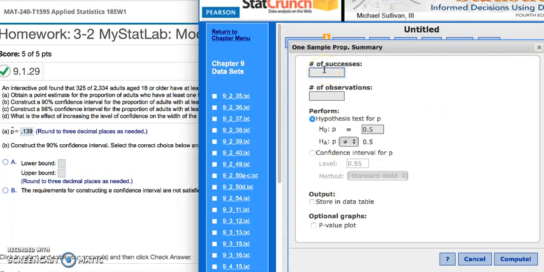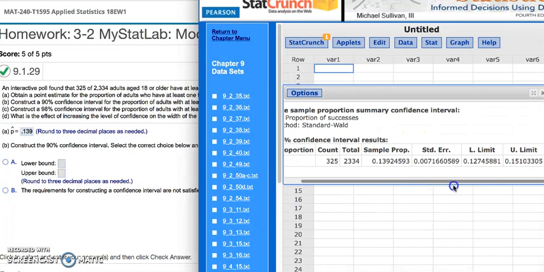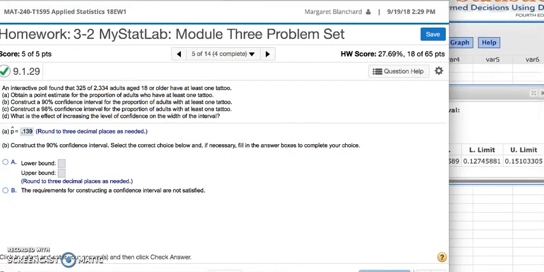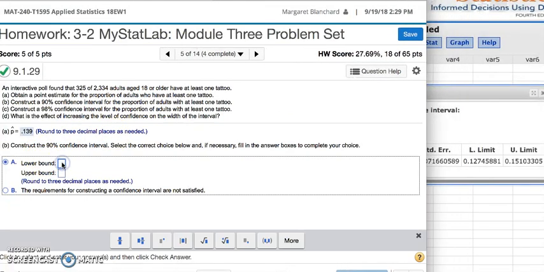So our number of successes is 325. Our number of observations is 2,034. And our confidence level is 90. Click compute. Our lower limit is 0.127 and our upper limit is 0.151. These are the same numbers we just found. So let's do this so that we can see them both. Our lower bound is 0.127 and our upper bound is 0.151.